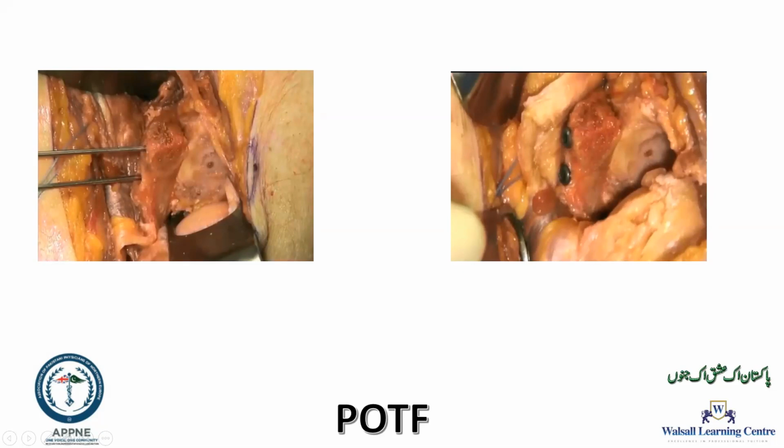Okay, sir. Any more questions? Sir, for AMBRI, the multidirectional instability, first we do physiotherapy for 3 to 6 months and then we go for the rotator interval closure and capsule plication. This is all the treatment that is required for that.